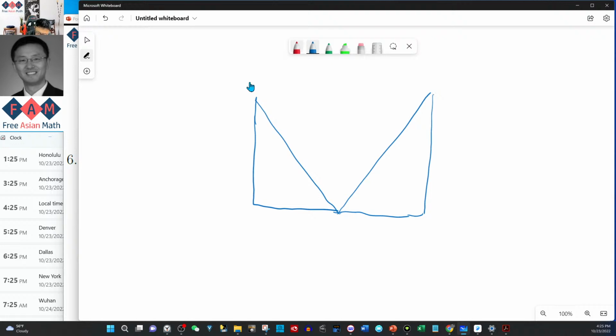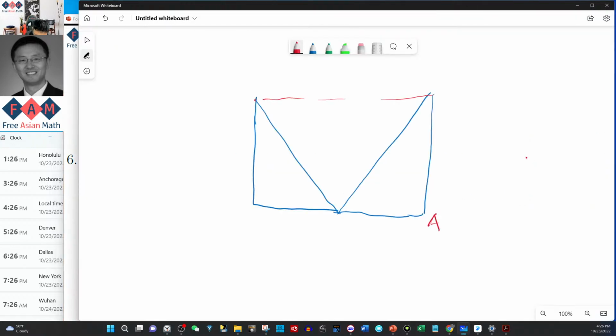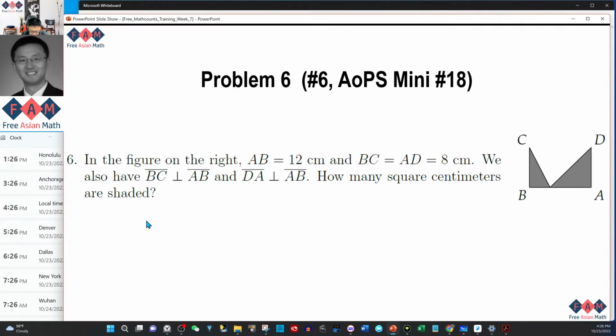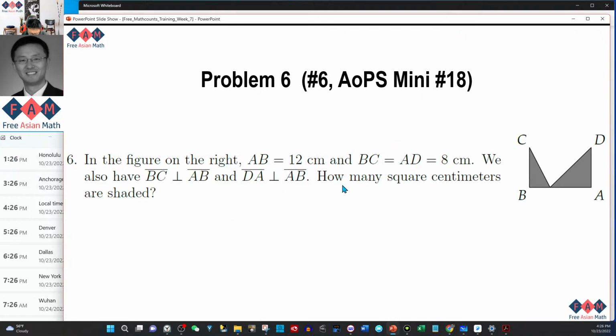If you actually connect, this is CBA, this way. That's why it's written that way. ABCD is actually a rectangle. You already know AB is 12, and this is 8. What is the problem? How many square centimeters are shaded? Come on, that's too easy, isn't it?